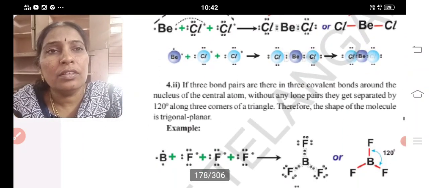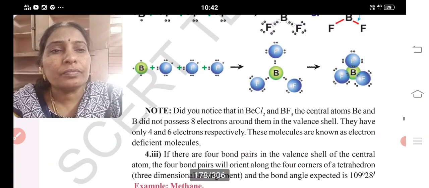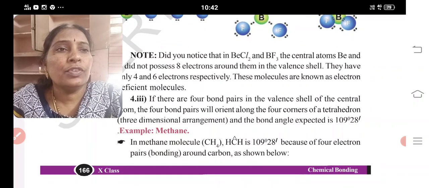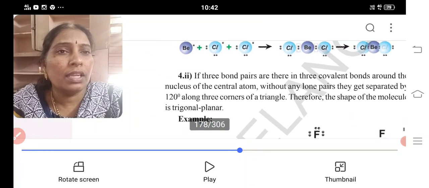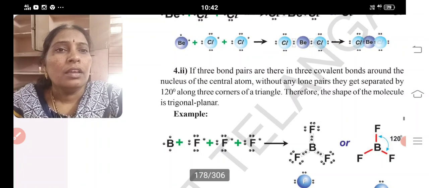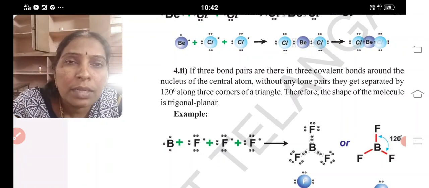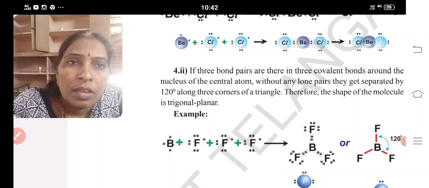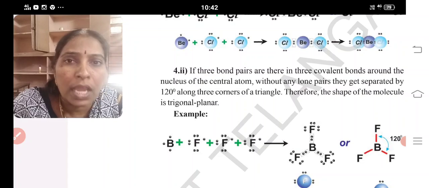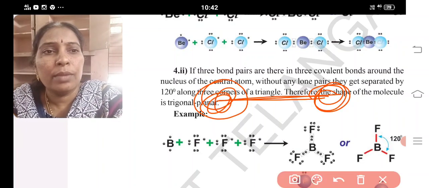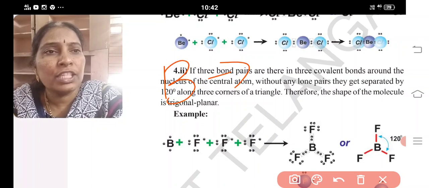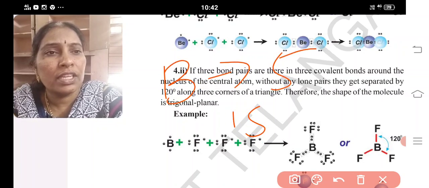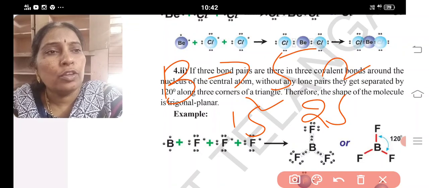This also we have discussed. Now electron deficient molecules also we have discussed. These molecules are known as electron deficient molecules. See, in the case of boron, the atomic number: hydrogen, helium, lithium, beryllium, boron. Atomic number is 5. Its configuration is 1s2, 2s2 and 2p1.